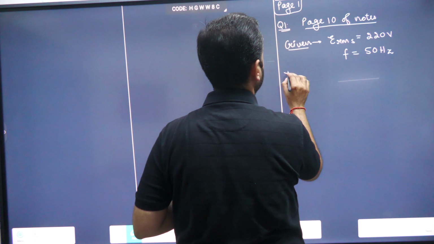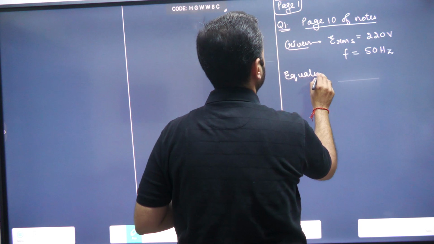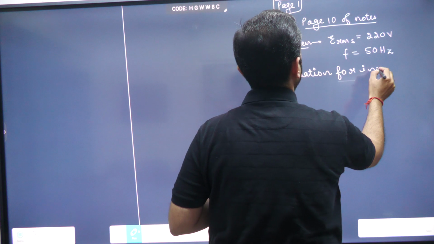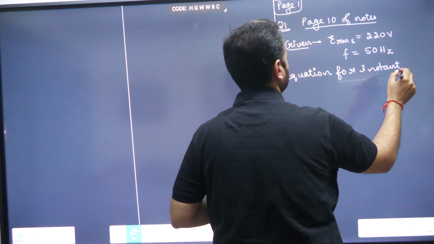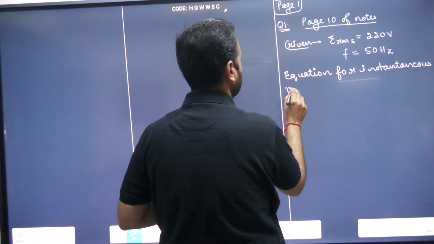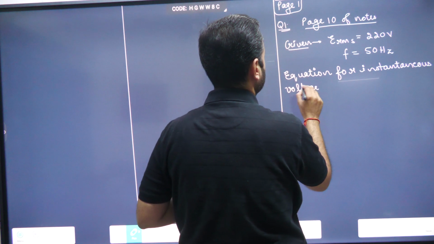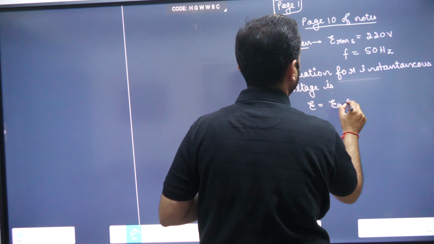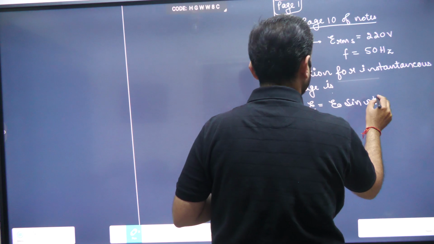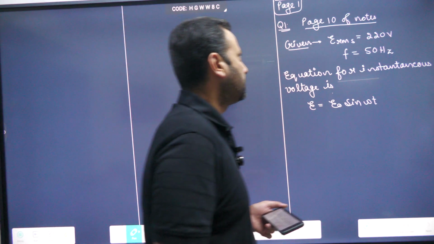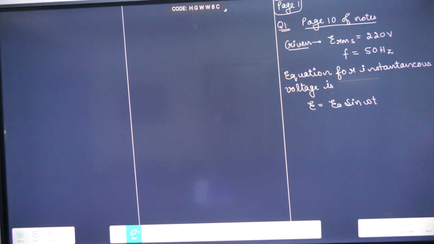So the equation for instantaneous voltage is E is equal to E naught sine omega t. Now we have to calculate E naught. What is the value of E naught? E RMS is given, and now we wish to calculate the value of E naught.